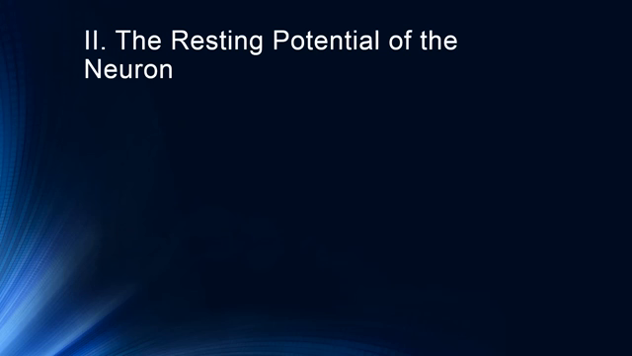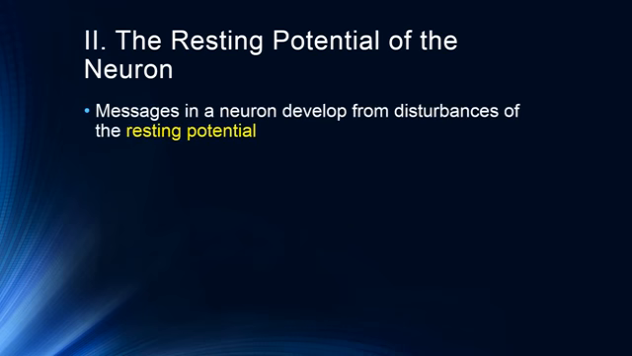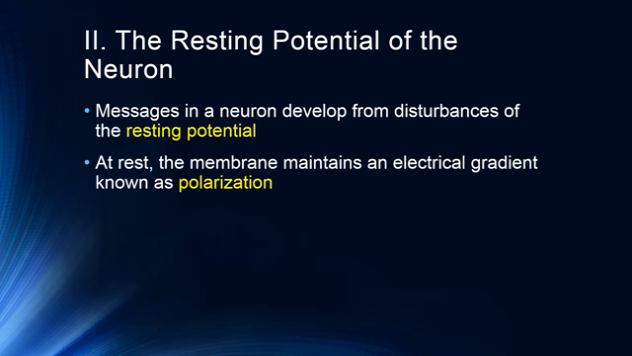So this all gets accomplished by the properties of the cellular membrane of a neuron. The first place we'll start is with a neuron that's at what we call resting potential, when it's just sitting around doing nothing, waiting for something to happen. Messages in a neuron develop from disturbances of this resting potential. So at rest, the membrane maintains an electrical gradient we call polarization.